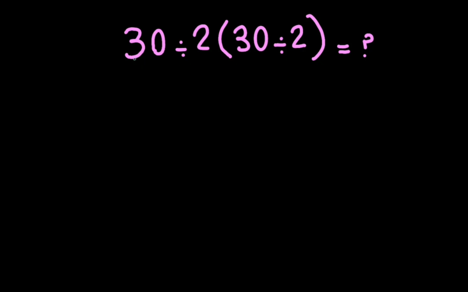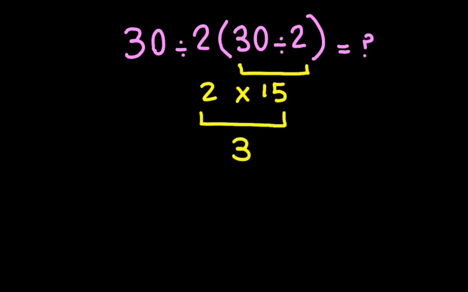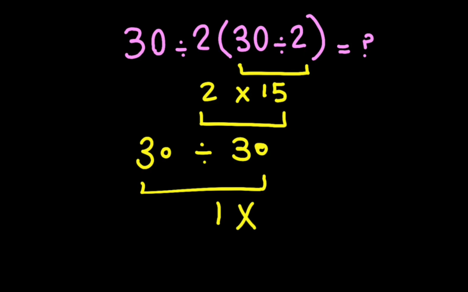Okay, we have 30 divided by 2 times 30 divided by 2 in parentheses. So 30 divided by 2 gives us 15, and now 2 times 15 gives us 30, and we have 30 here and divided between these. So 30 divided by 30 gives us 1, but this answer is not correct.